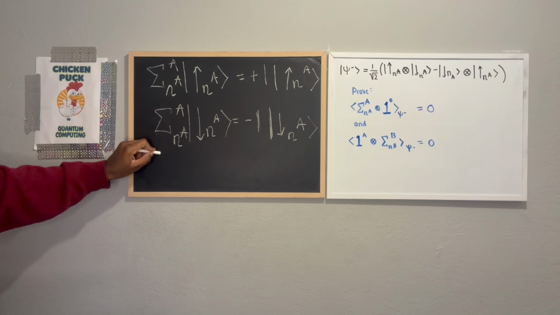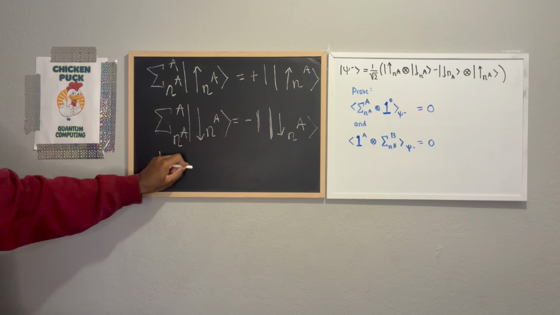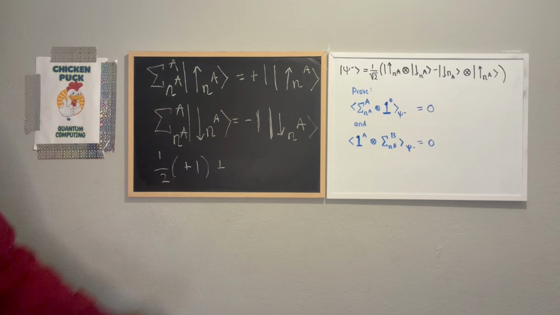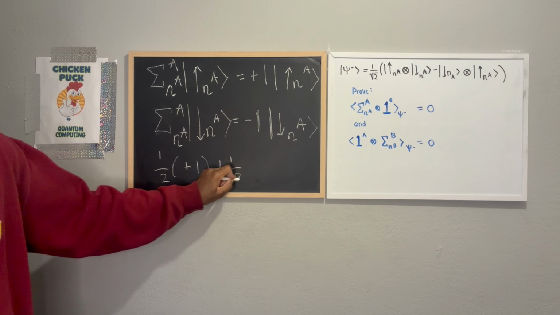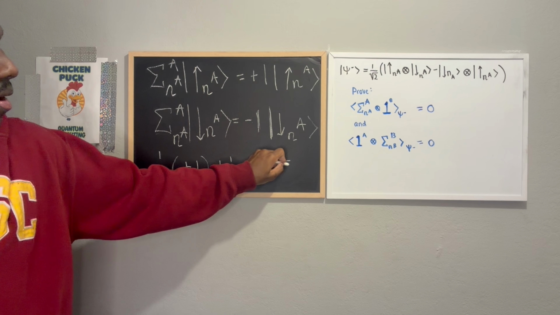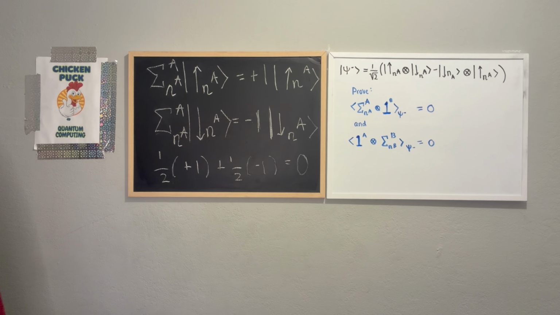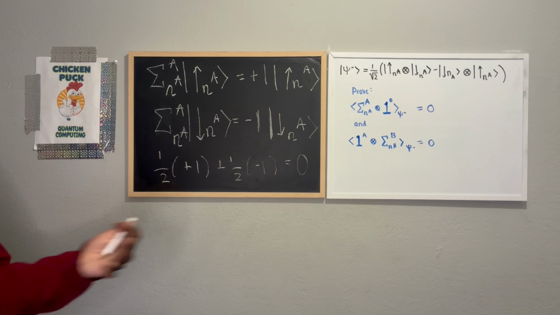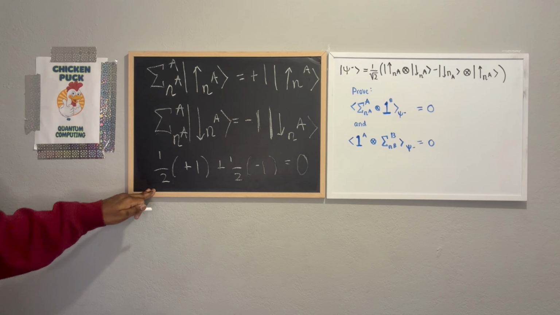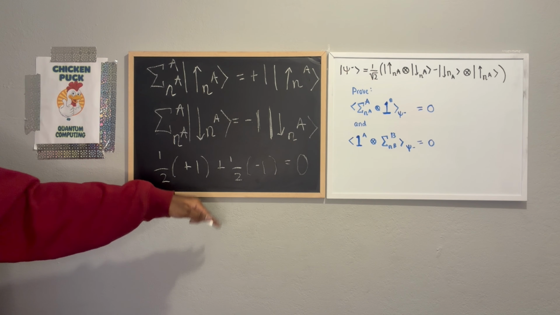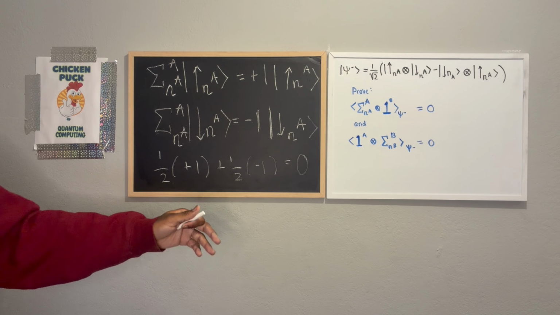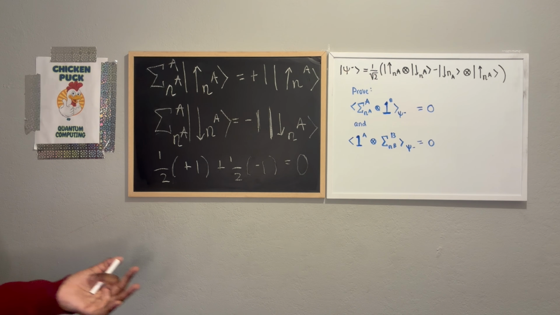So that would mean 1/2 of +1 plus 1/2 of -1 equals 0, right? So the first 1/2 means how often we can expect +1. The second half means how often we can expect -1. So the positive and negative outcomes cancel on average.